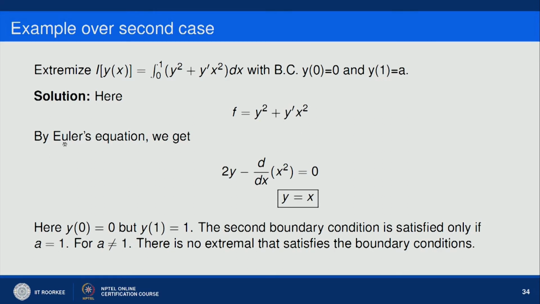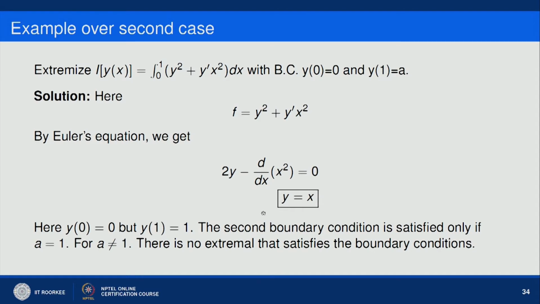So if you write down the Euler equation, it is f of y, which is 2y, minus d by dx of f of y dash, which is nothing but x square. We can simplify, and you can write that the solution of this Euler equation is nothing but y equal to x. So it is not a differential equation, but just a finite equation.